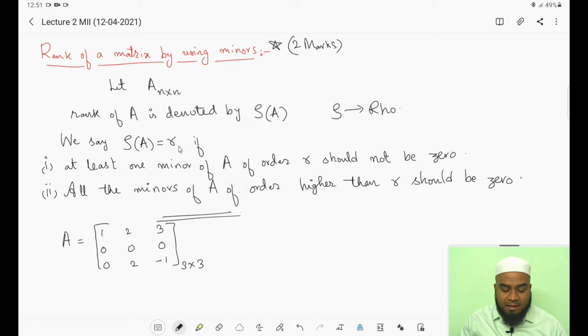Obviously, rank of A will be r, where r is not greater than 3. r can be less than or equal to n. Here the rank of A will be less than or equal to 3. So when can we say that the rank of this matrix A is 3 or r? The conditions are that matrix A should have at least one minor whose order is r, which is non-zero.